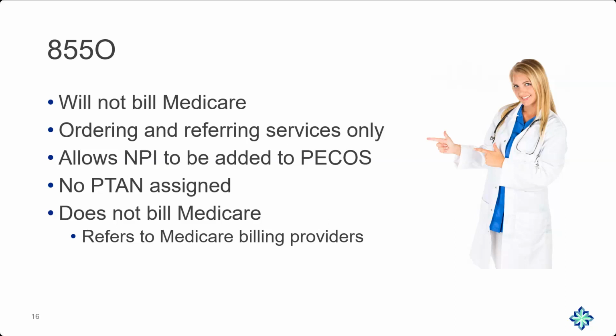No PTAN is going to be assigned. With the 855B, the I, and the A, a PTAN or some type of Medicare number is assigned. And with an 855O, they just have their NPI because, again, they're not asking for reimbursement from Medicare. They're not eligible because the service that they're billing for is already being paid by another federal program.